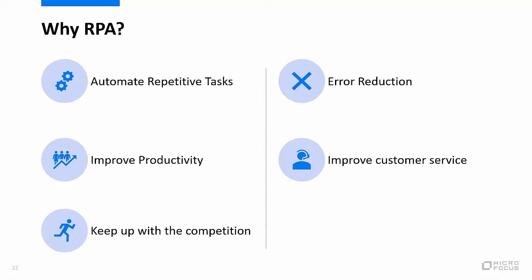Error reduction. Software robots don't make a lot of errors these days, whereas, of course, we know that there's always data entry issues when humans are behind the keyboard. And I talked a little bit about improving customer service. Ultimately, a lot of the automation that gets put in place is allowing organizations to give better customer service.